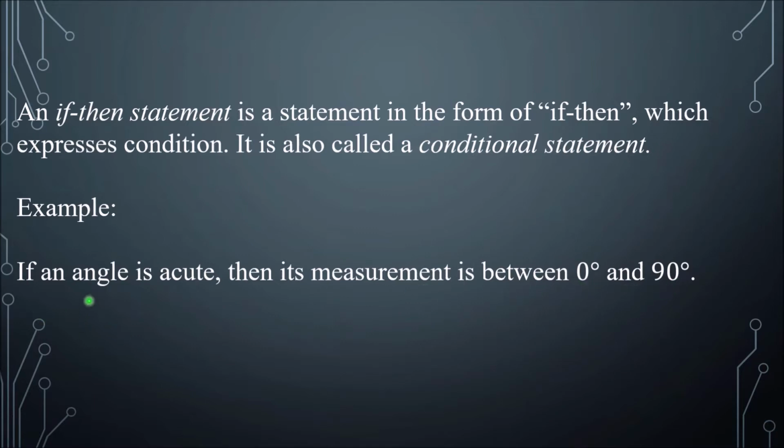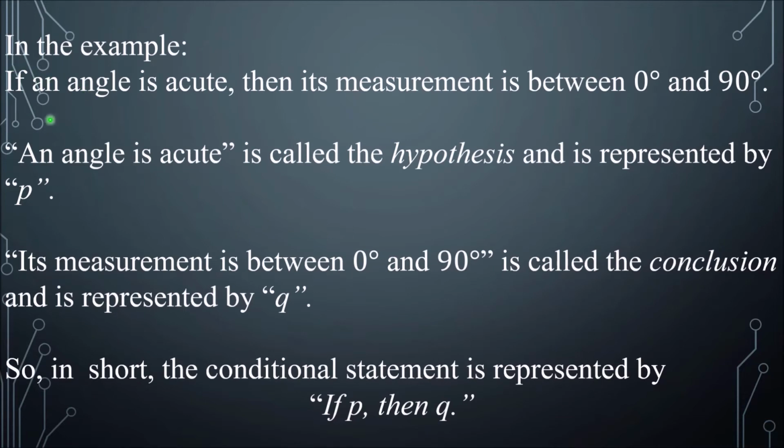So as you can see, there is this if part and then part. So this is the conditional statement or if-then statement. In the example, if an angle is acute, then its measurement is between 0 degree and 90 degrees. An angle is acute is called the hypothesis. So this part here, an angle is acute, that's the hypothesis.